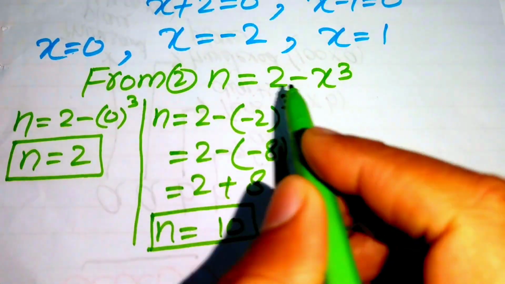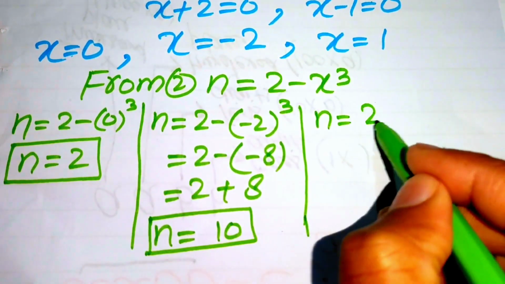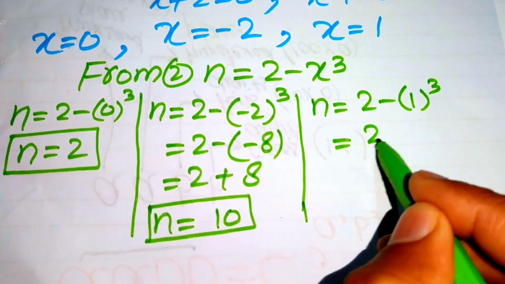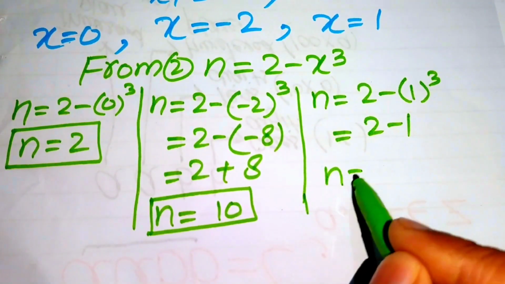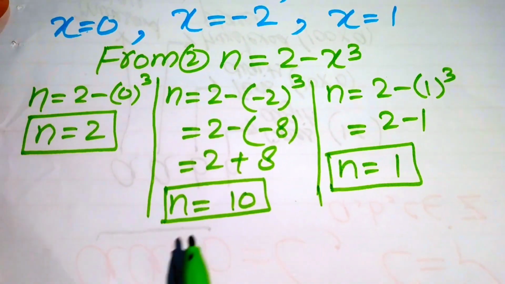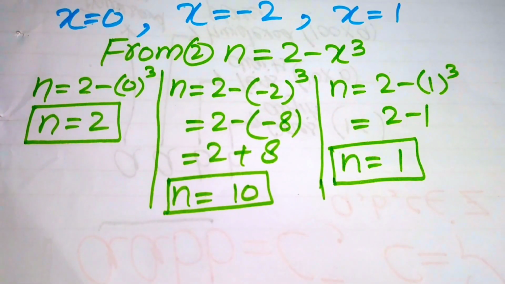And similarly, when you put the value of x equals 1 here, then you get n equals 2 minus 1 cubed, and you know that 1 cubed is 1, and you get the third value of n equals 1. So these are the three values of n, and this is the final answer.